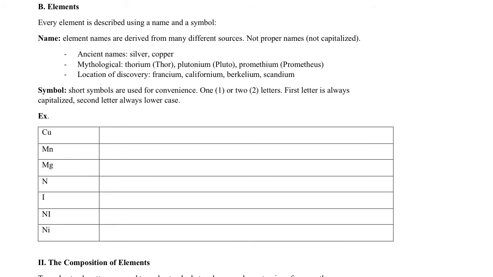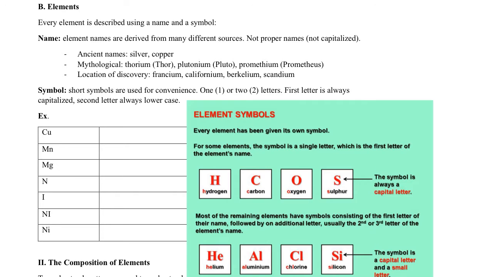When we're first learning about the symbols of elements, it's very important to pay attention to one particular rule about these symbols. Some elements have a single letter for their symbol. Here are some examples. Hydrogen has the symbol H, carbon has the symbol C, oxygen has the symbol O, and sulfur has the symbol S. These symbols are always a capitalized version of the letter.